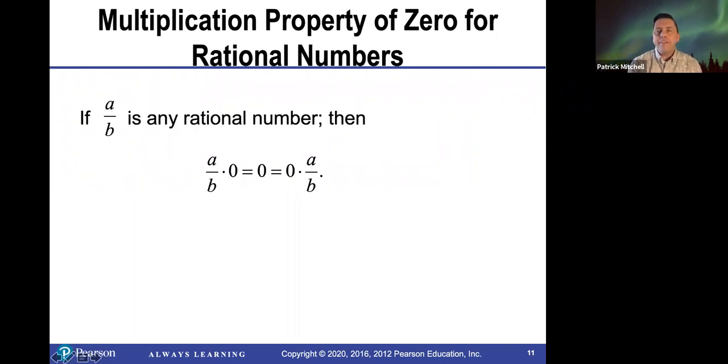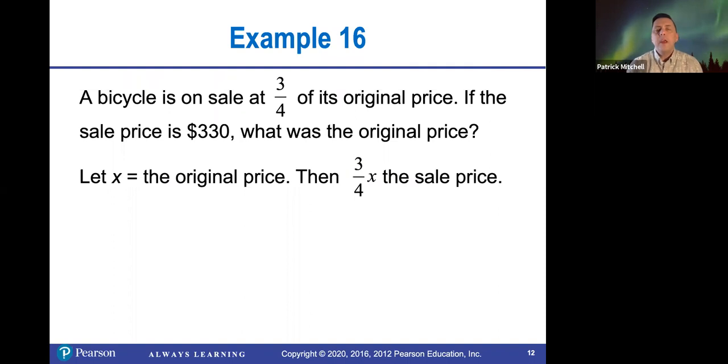Multiplication property of 0: just like with whole numbers and integers, if you multiply any rational number by 0, you get 0. And 0 is a rational number. So that's worth mentioning in this section. All right, here's another example. This is a good one.